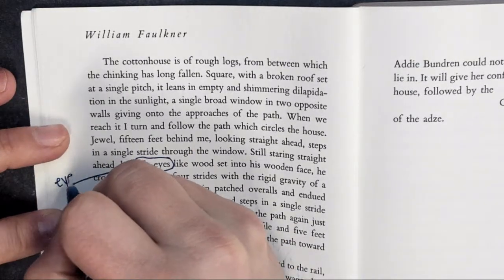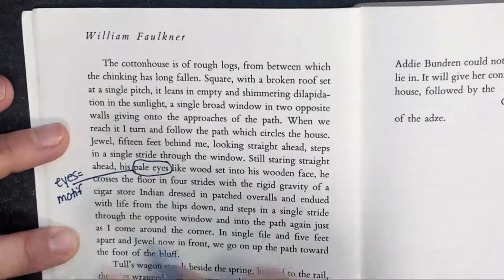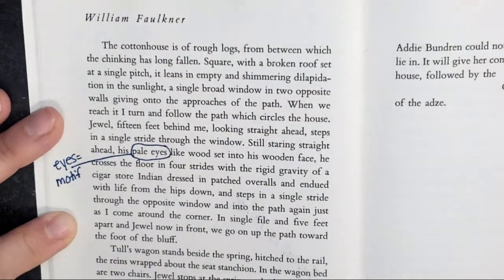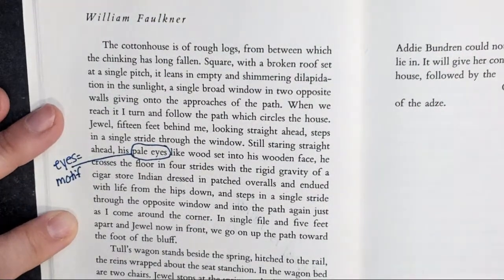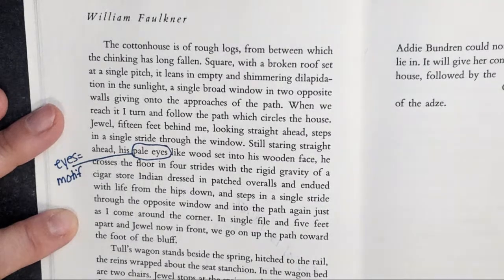Okay, look, his pale eyes. Eyes are a very important reoccurring symbol, and another name for a reoccurring symbol is a motif. He is also describing Jewel as having pale eyes. So on my characterization sheet, I'm going to go back and jot that down.